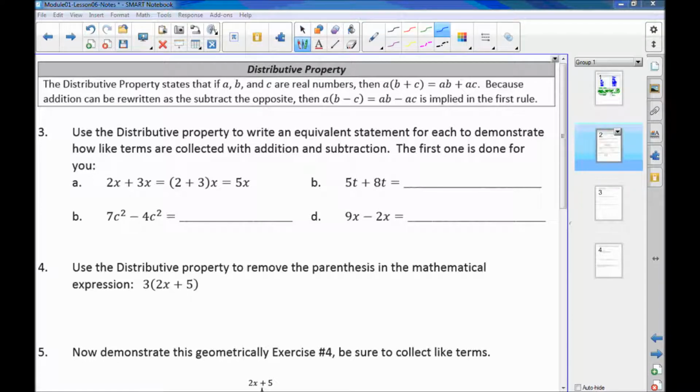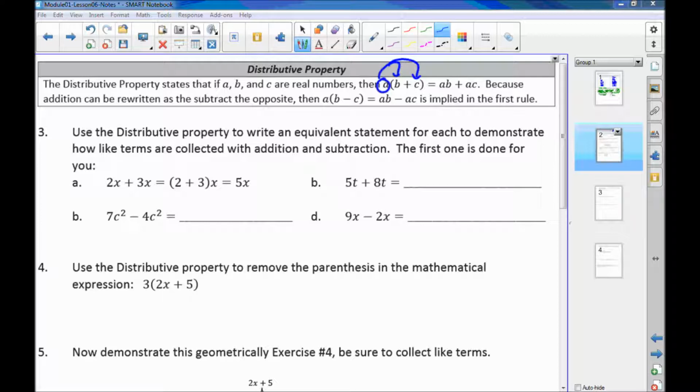So you've learned this a couple times over your math career. Remember, when you multiply something times the sum of some other stuff, all we have to do is multiply to each entry inside of the sum part. So we just think of it as hopping the fence to go multiply to the other guys. So you use the distributive property to write equivalent statements for each to demonstrate how like terms are collected with addition and subtraction. The first one is done for you.